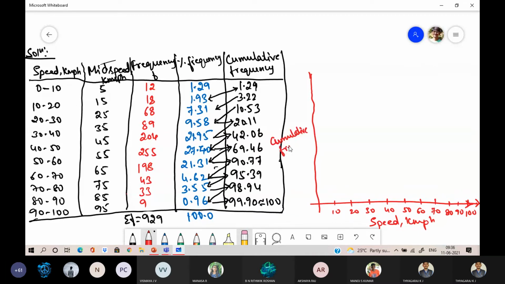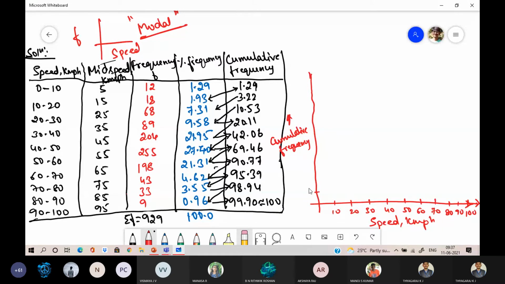Cumulative frequency. In the first graph, we plotted frequency versus speed. That is for determining the modal speed. Remember, for determining the modal speed, we plot frequency versus speed. For determining the speed regulations, we plot cumulative frequency versus speed.